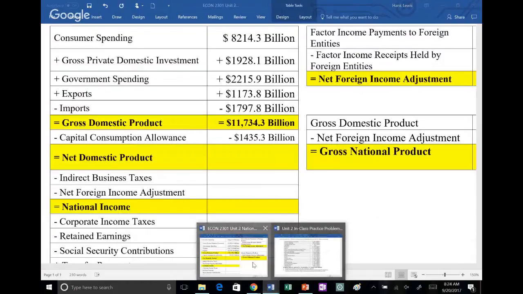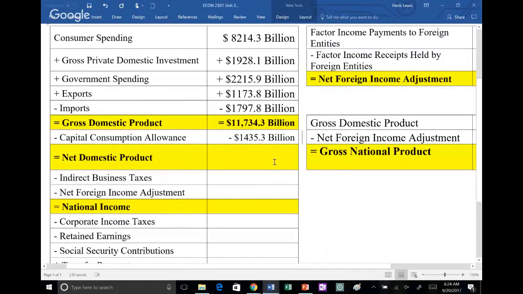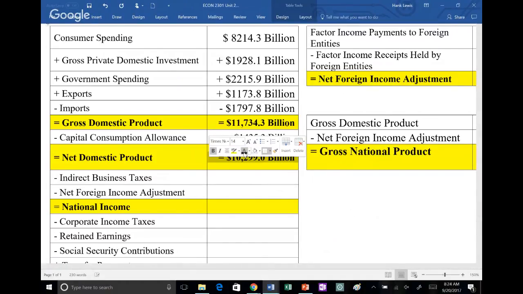$1,435.3 billion. Now, the word billion will carry down. The minus means subtract. This is a positive number subtracted from another positive number. That's why it's in black. And then you do the calculation, and this is what it should say when you're done: $10,299.0 billion. Please notice that 0.0.